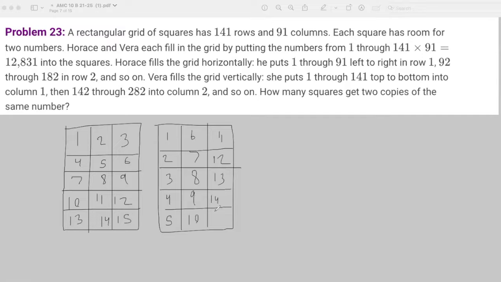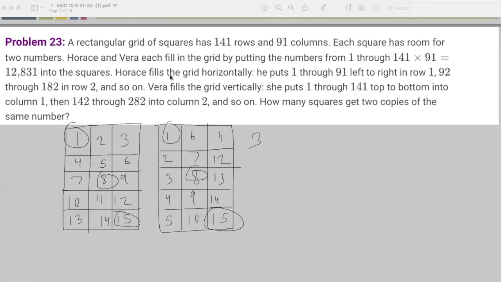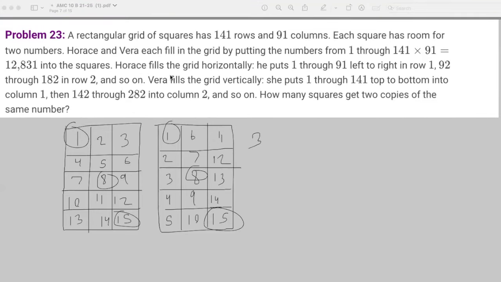And now we can ask ourselves how many squares receive the same number in both grids. Well, we can see that the 1s are in common, the 8s are in common, and the 15s are in common. So in this case, the answer would be 3, right? So if we replace the 2 numbers, 141 and 91, with 3 and 5, then we would just get the answer 3. But unfortunately, we're working with much larger numbers, so we can't write in the numbers manually.